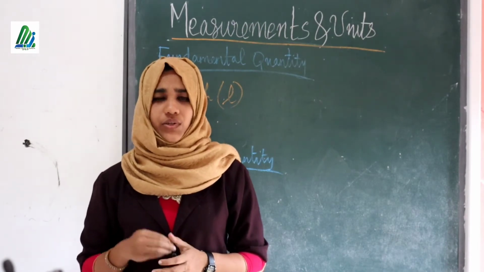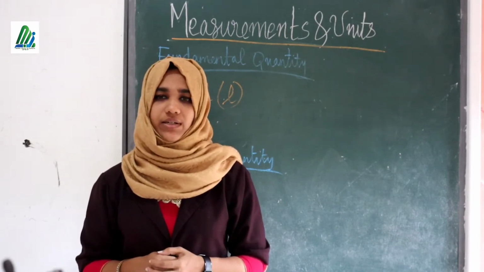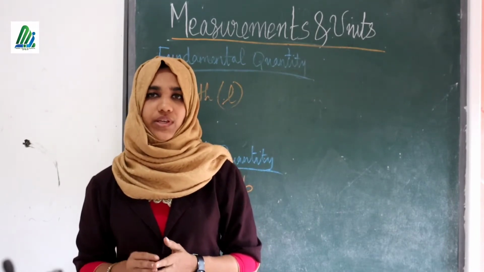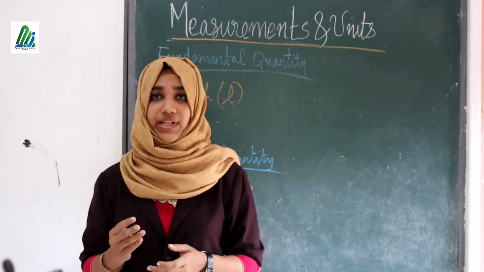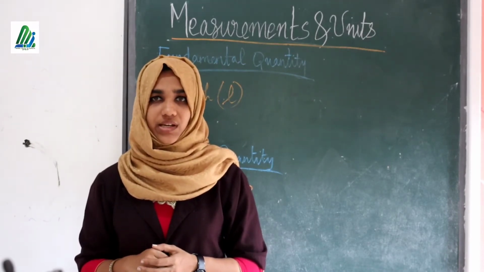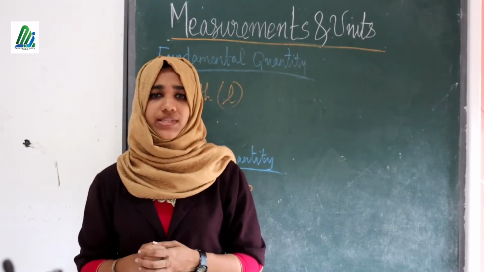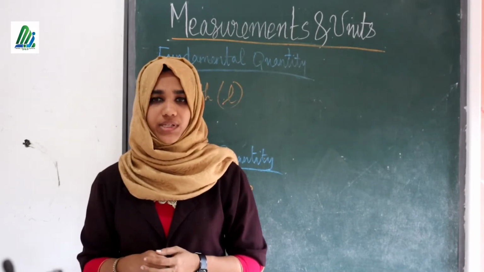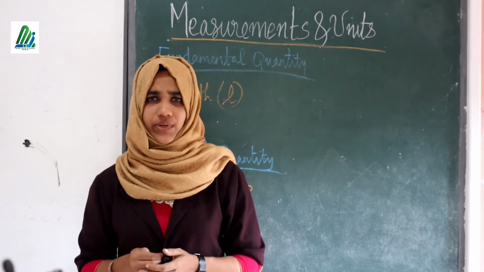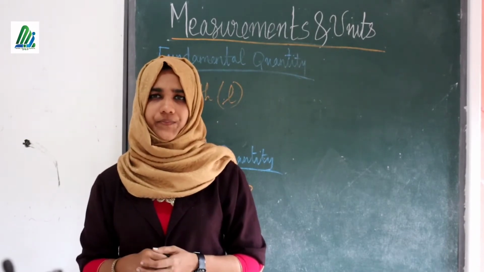Units which are expressed in terms of fundamental quantities are called derived units. So what's the difference between fundamental units and derived units? The units of fundamental quantities are called fundamental units, and the units which are expressed in terms of fundamental quantities are called derived units. Is it clear?